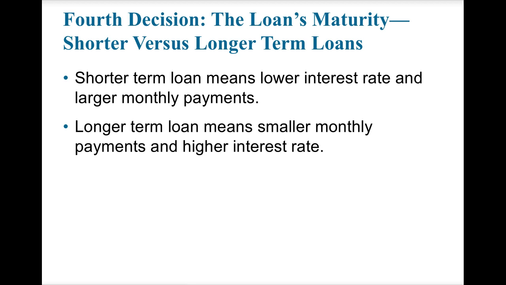Fourth decision, the loan's maturity. Shorter term means lower interest rates and higher monthly payments. Longer term means smaller monthly payments and a higher rate. This is something you could more commonly see in an automobile. You could take an auto loan for 3, 4, or 5 years, and 3 and 5 year loans are the most common for automobiles. If you take a 3-year loan, your payments will be much higher than a 5-year loan because you're paying the vehicle back over 3 years versus over 5 years.